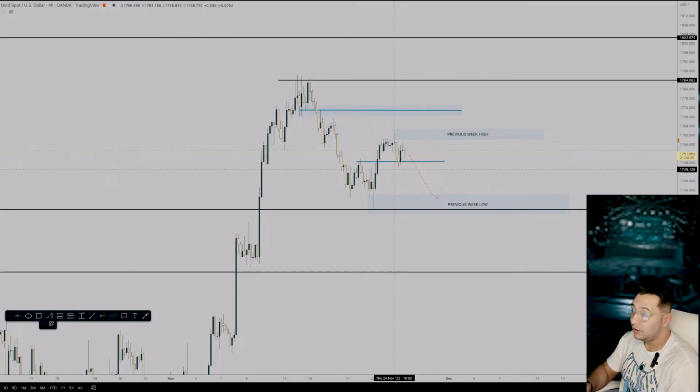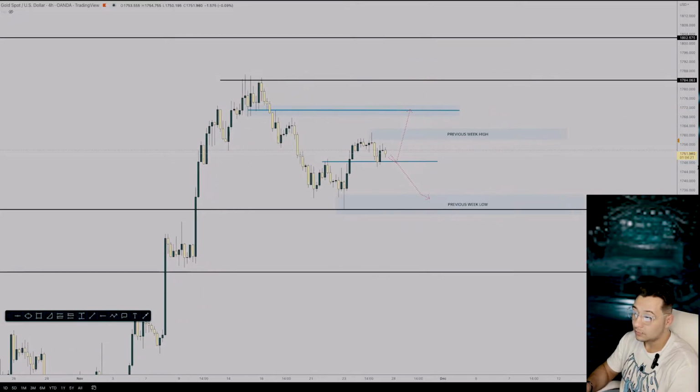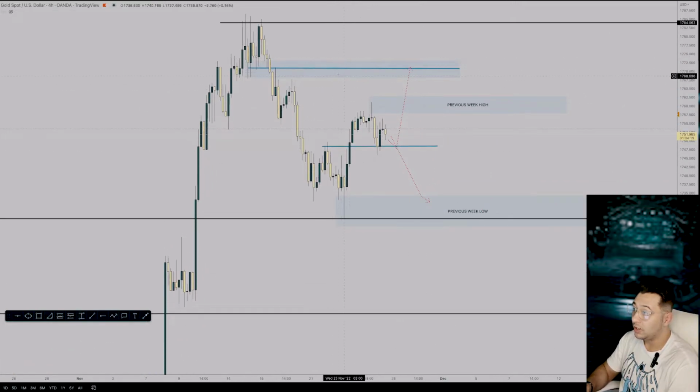Keep in mind though, if price respects this area and makes a higher low and pushes up to the previous week's high and breaks above it, that's a new higher high point, which would be our next point of interest.